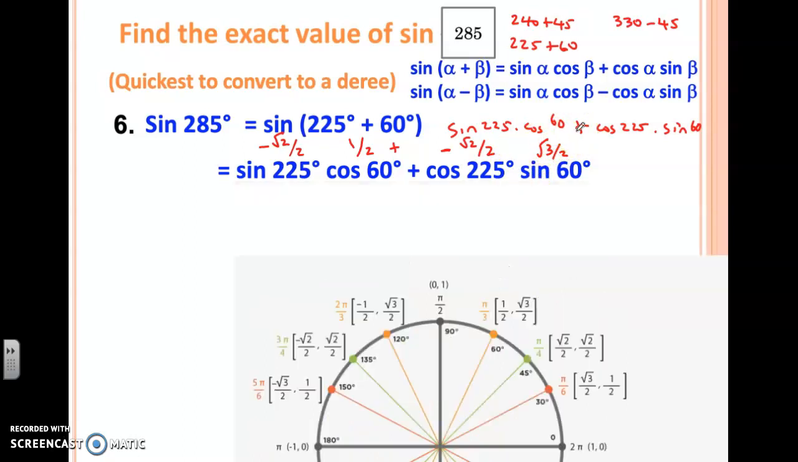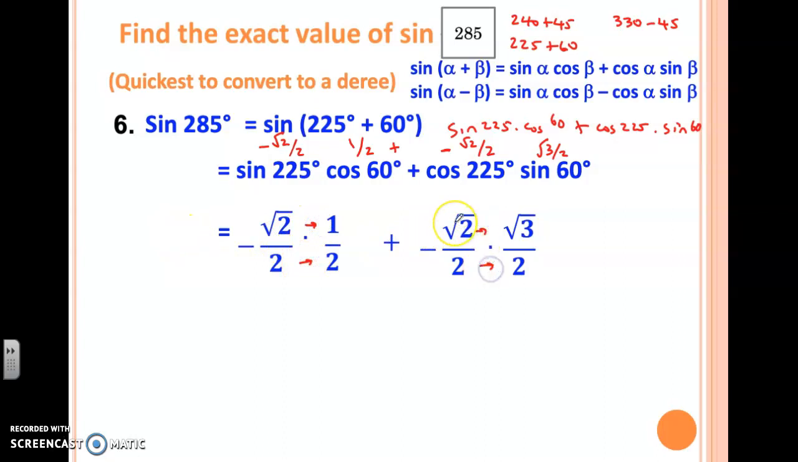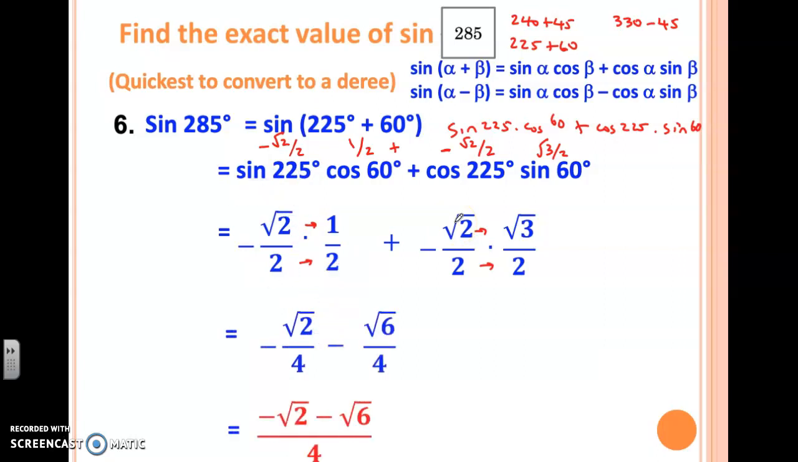Once I have that, just bring them down, same thing. And now multiply top with top, bottom with bottom. All right, so the hard part is over. And the top is going to give me negative square root of 2 over 4, and the other side is going to give me a negative square root of 6 over 4. Put them together, and that's it.